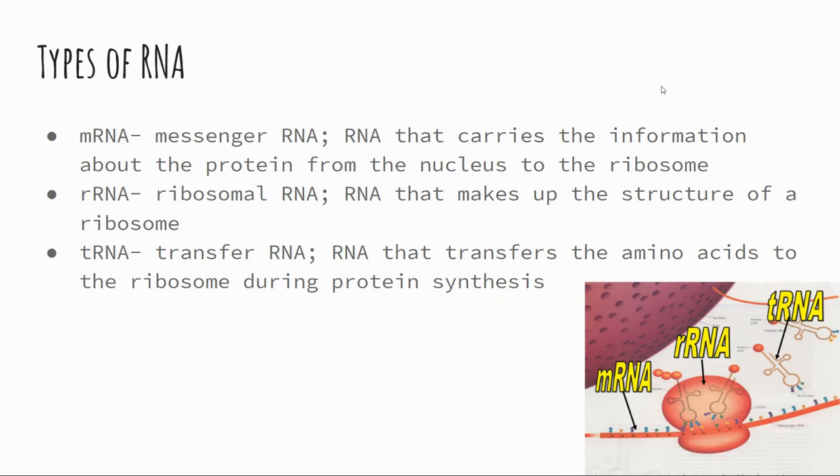So you have different types of RNA, which is going to be important as we start moving through transcription and translation. mRNA is messenger RNA, and this is RNA that carries the information about the protein from the nucleus to the ribosomes. rRNA is known as ribosomal RNA. This is RNA that makes up the structure of the ribosome. tRNA is transfer RNA, and this is RNA that transfers the amino acids to the ribosome during protein synthesis. Remember, protein synthesis is protein production.